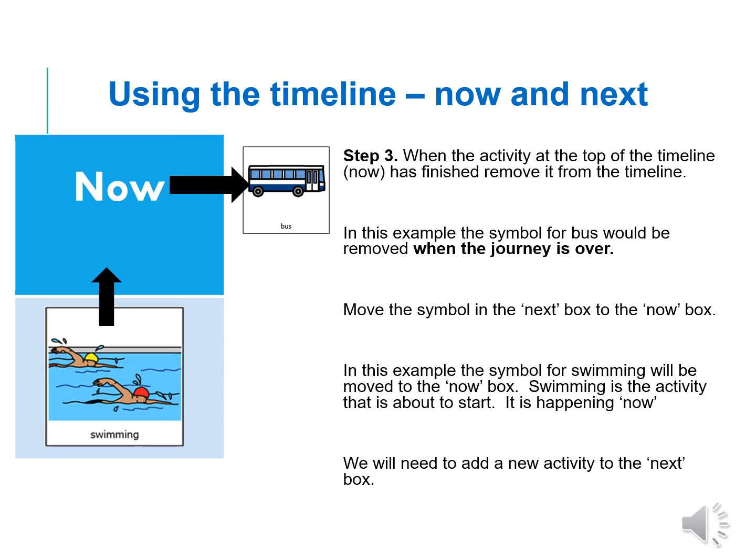Step 3. When the activity at the top of the timeline, in the Now box, has finished, remove it from the timeline. In this example, the symbol for bus will be removed when the journey is over. Move the symbol in the next box to the Now box. So in this example, our symbol for swimming will be moved from the next box up to the Now box. Swimming is the activity that's about to start. It is the activity that is happening now. We now need to add a new activity to the next box.